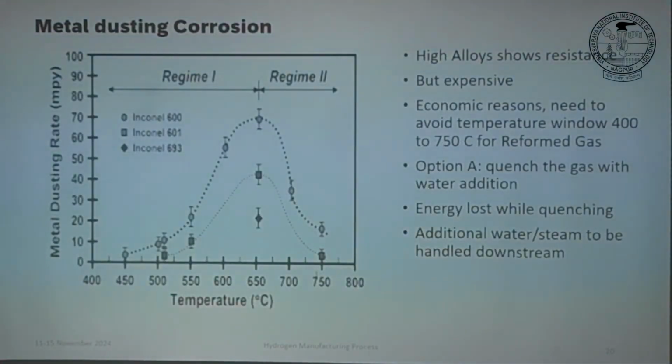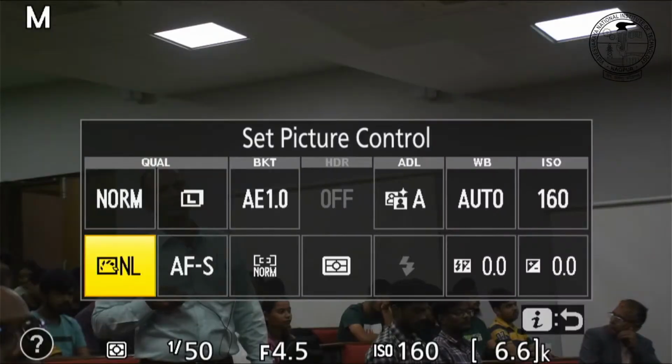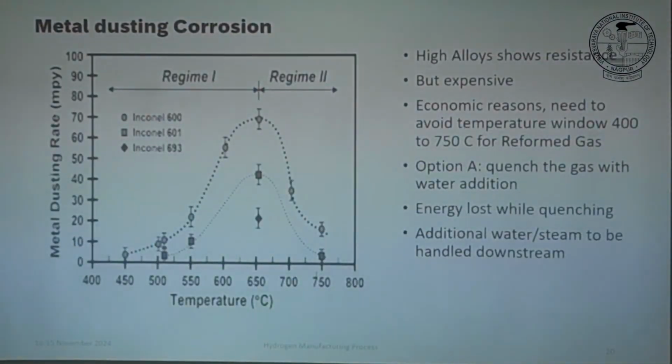That's another repetition of what we saw earlier. The severity of this metal dusting corrosion is somewhere around 450 to 750 degrees. As you said, one option is to quench the gas, right? But with this, we lose a lot of energy and we degrade our available waste heat, right? Another difficulty is once you add water, you are adding a lot of water, you have to remove it all. So your separation system will also become expensive. But fortunately, there is another way.